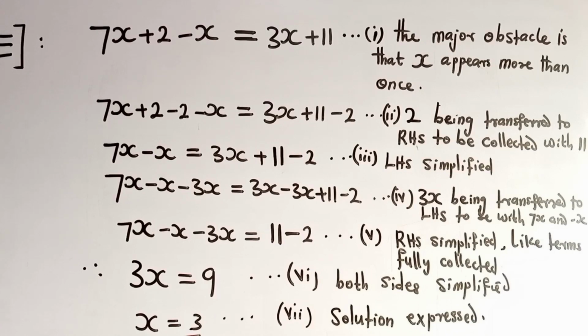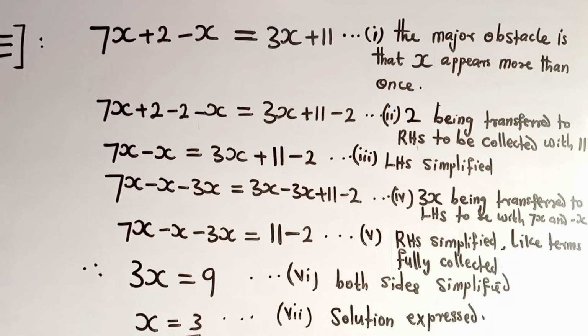To collect like terms means that all terms which are like terms should be together and alone on one side of the equation. Here, 2 and 11 are like terms, but 2 and 11 are on opposite sides. What it means is that it is either 11 goes out of the right-hand side to join this 2 in the left-hand side, or 2 leaves this left-hand side to join 11 on the right-hand side.